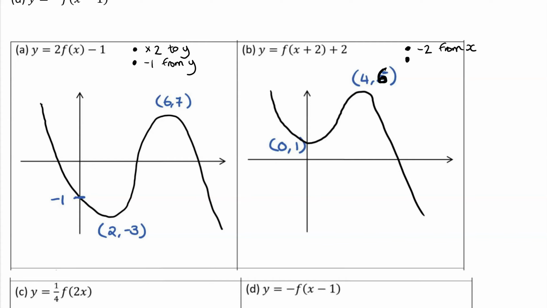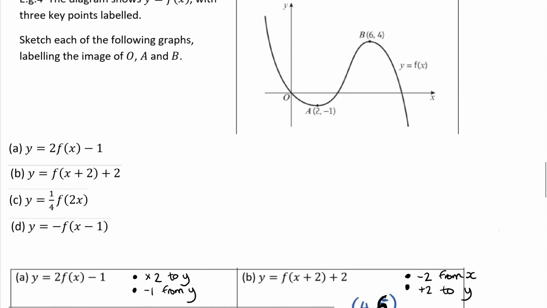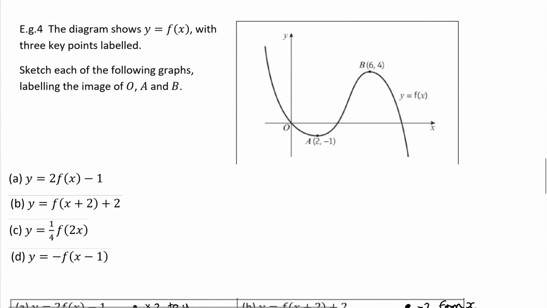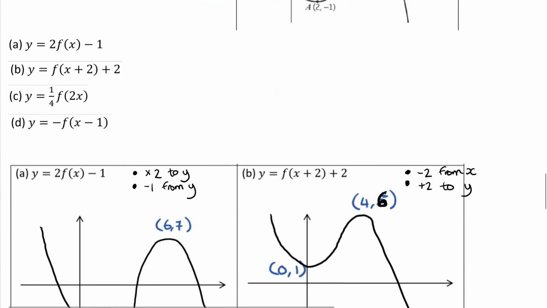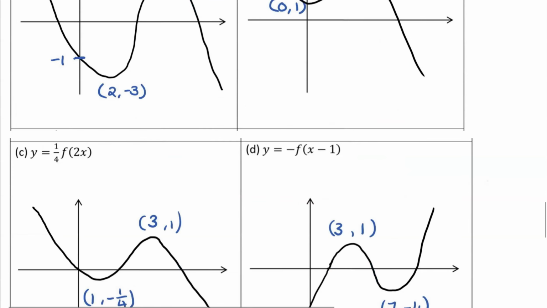The next one, we've got x plus 2 in the bracket, so we're going to minus 2 from x. It's changing the brackets, doing the opposite of what you'd expect. So you take 2 from every x first, and then you're going to add 2 to every y. So what you should find there is your a just becomes 0, 1, and your b just becomes 4, 6.